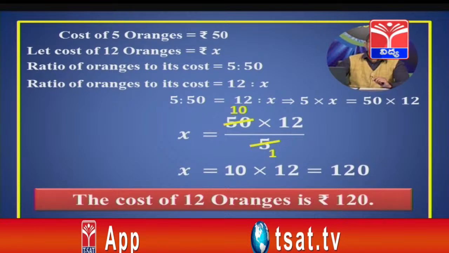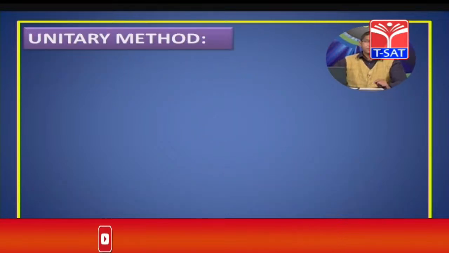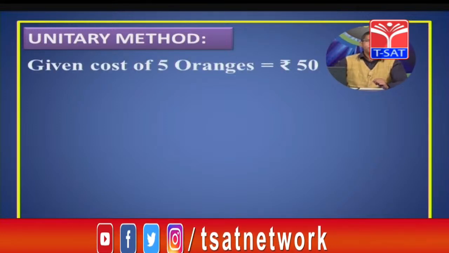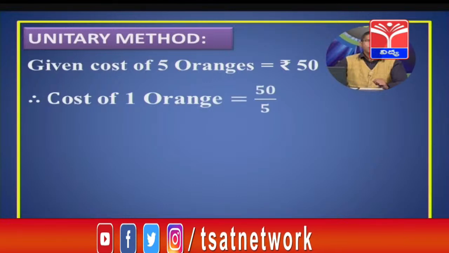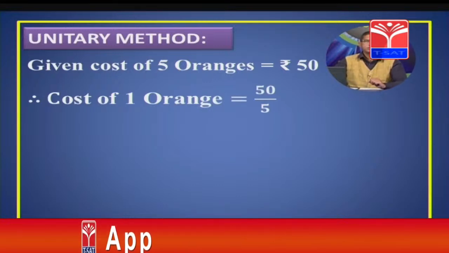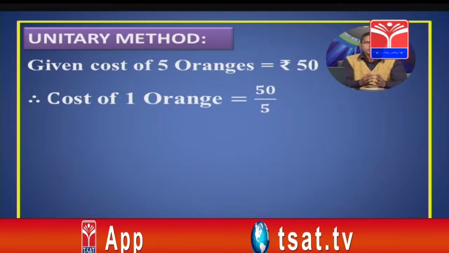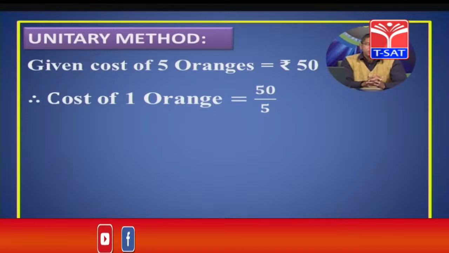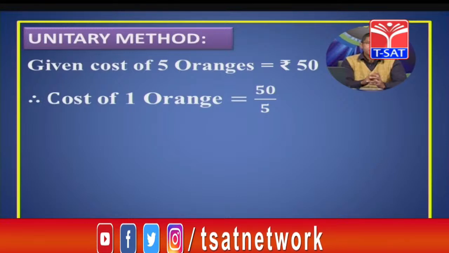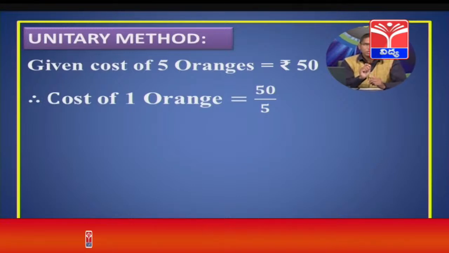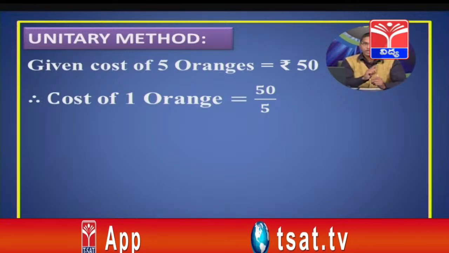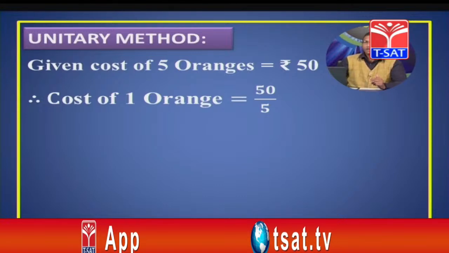Okay. So, let us solve the same problem using the unitary method. So, what is the cost of 5 oranges, children? 50 rupees. Now, we will find out the cost of 1 orange. Suppose if you have purchased 10 chocolates for 50 rupees, what is the cost of 1 chocolate, children? Yes, 50 by 10. So, we get it as 5 rupees per 1 chocolate. Here also we are going to find out the cost of 1 orange. So, what is the cost of 1 orange, children? Yes, that is 50 by 5 rupees. So, what do you get now?